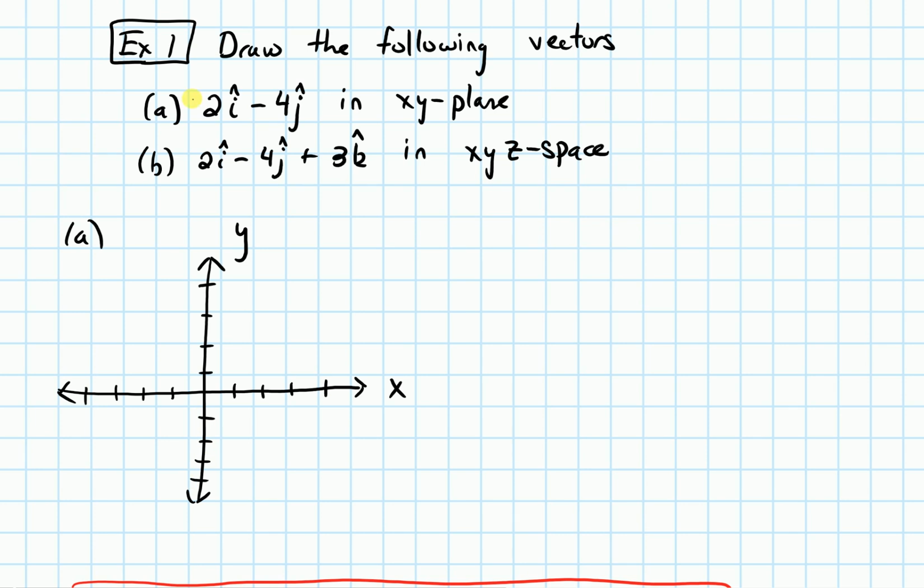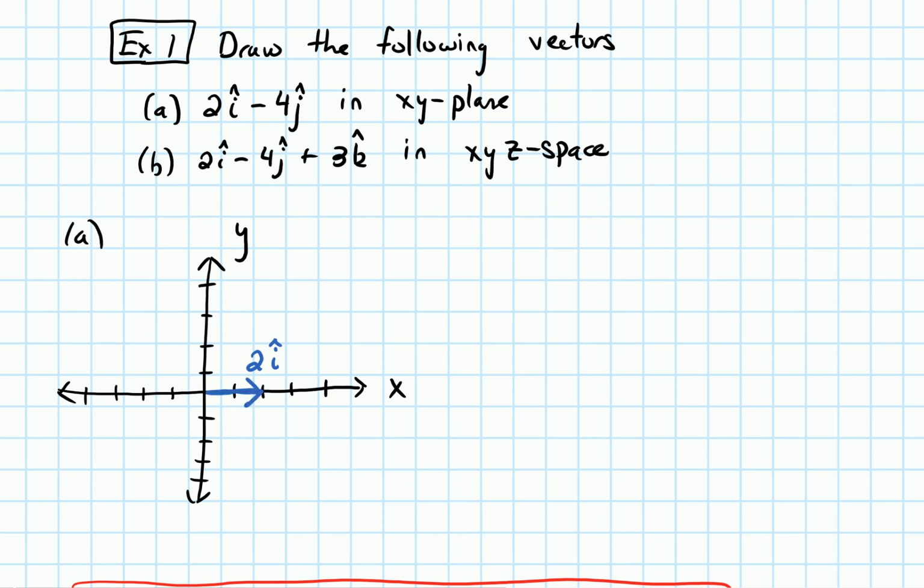Okay, so for my first vector, 2i hat, that is going to be in the same direction that i hat would be. So 1 in the positive x direction, but multiplying by 2 means it's twice as long. So 2i hat looks like this. That is 2i hat. It extends and has a length of 2.